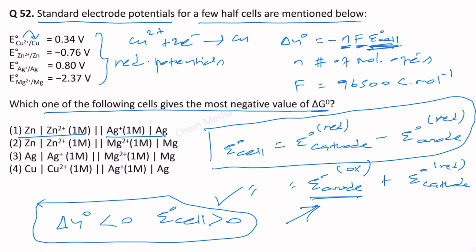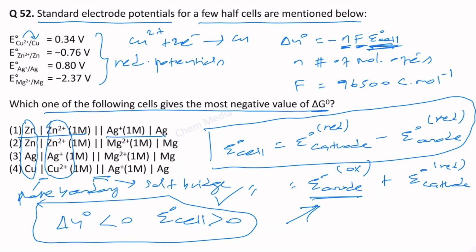So we just have to determine E cell standard. If that has a more positive value, then that is our correct answer. So let's determine the values one by one. And before doing that, let's talk briefly about the cell notation. There is a phase change here, so this is the phase boundary. So basically it means that these are all solids and these are all in the aqueous medium. And this double vertical bar indicates that there is a salt bridge here to maintain the neutrality of the solution. That completes the circuit.